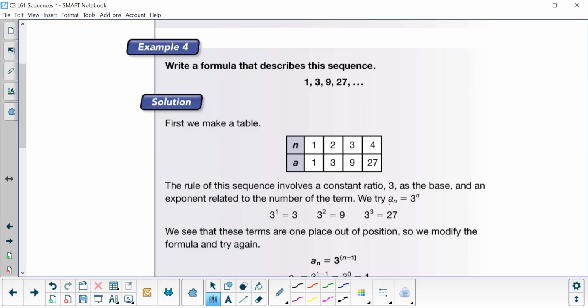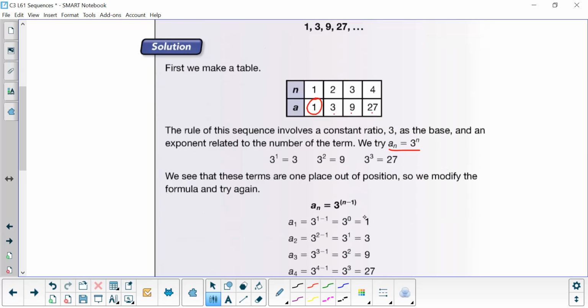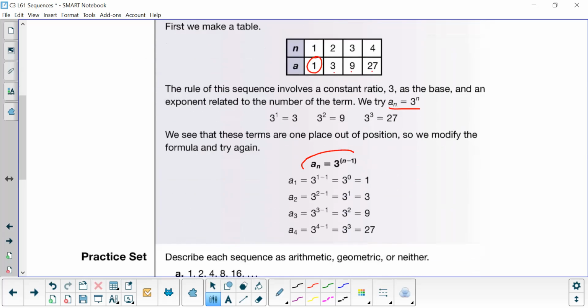So here they tried a sub n equals 3 to the n using that exponent. Where 3 to the first is 3, and 3 to the second is 9, and 3 to the third is 27, which is correct in our chart here, but we're missing this first term, so we're not quite right. So this is the correct formula right here. a sub n equals 3 to the n minus 1.